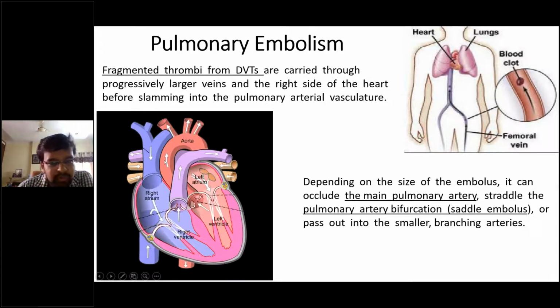Now, obviously, depending on the size of the embolus, it can occlude the main pulmonary artery. This is the main pulmonary artery. It can occlude the pulmonary artery bifurcation, and if present here, it will be known as saddle embolus, the gross image of which we already have seen. Or the emboli can pass into the smaller, more distal branching arteries. So depending upon the size, which also determines the severity of the clinical features we'll subsequently be studying, the embolus can be in the main pulmonary artery, at the bifurcation, or it can occlude more distal and smaller branching arteries.